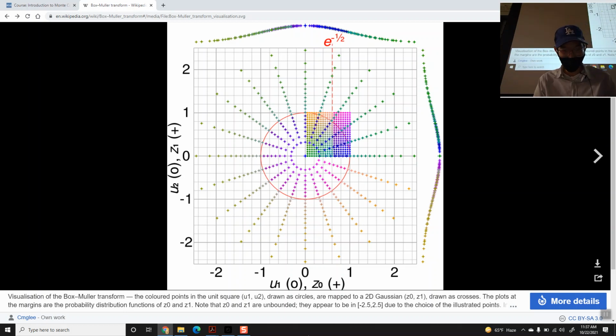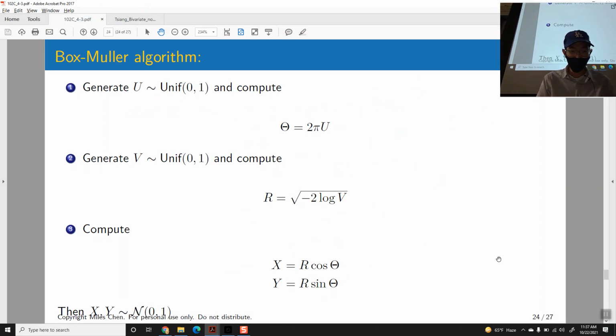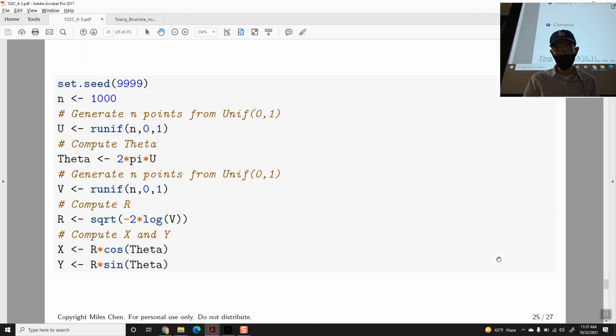All right, so that's the Box-Muller transform. We are now able to generate two values from the standard normal distribution. These are two independent normal values from the standard normal.